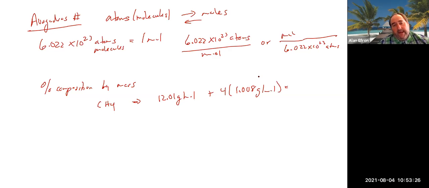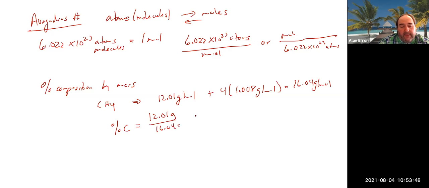And if we do that in terms of the molar mass here, we will end up with 16.04 grams per mole. Percent composition by mass basically just means we want to figure out the percentage of carbon, and we would just take the mass of carbon that's present here, divided by the mass of the compound, times 100%, and we get 12.01 divided by the answer, and we'll call it 74.9% carbon. So mainly made up of carbon, this guy by mass.